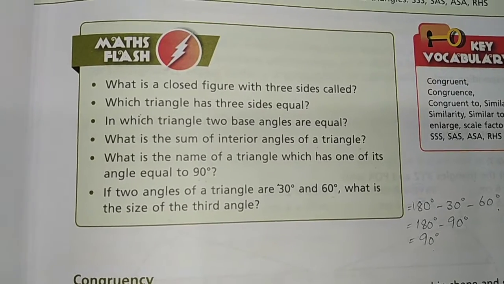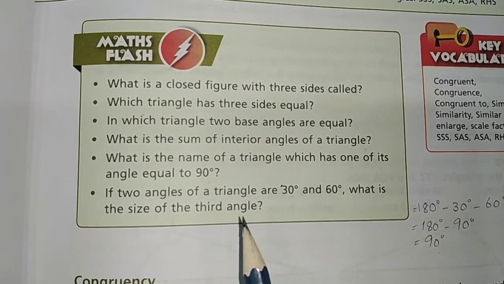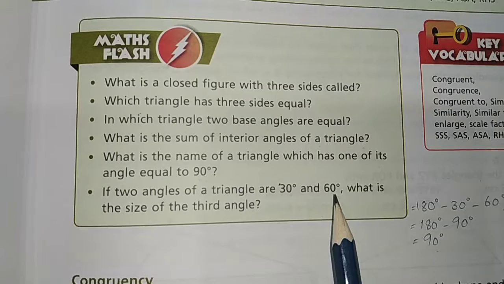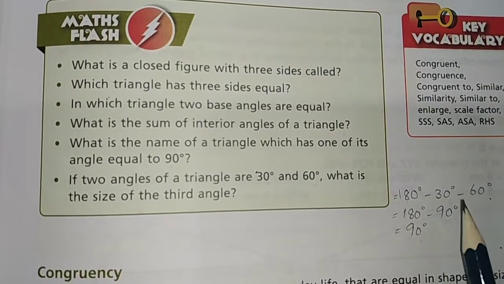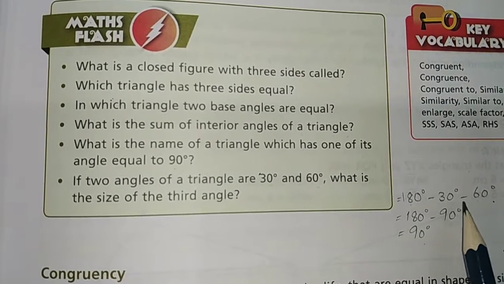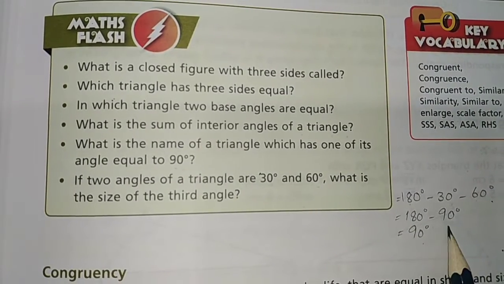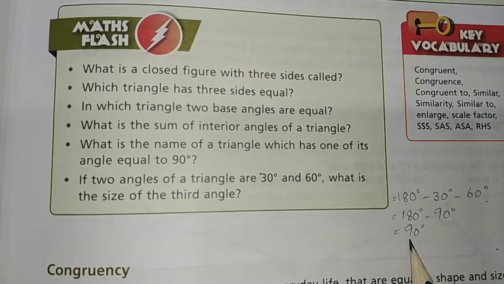As we know, the sum of the interior angles of a triangle is equal to 180. So we have to subtract 30 and 60 from 180 to get the size of the third angle. So that is 180 minus 30 minus 60. So 30 plus 60 will become 90, and after the subtraction we will get 90 degrees.